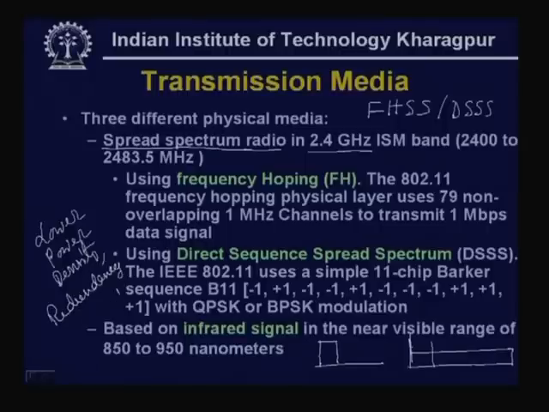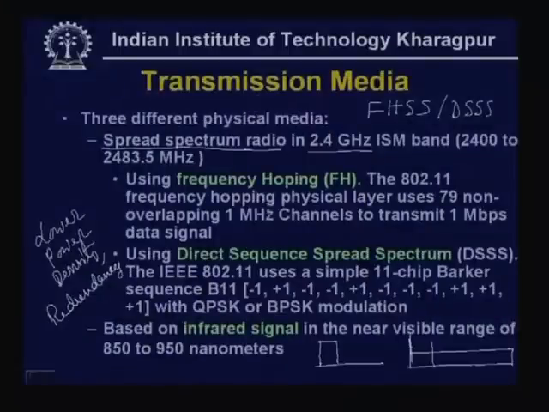These are the two important benefits of this spread spectrum technique. And in case of frequency, although these two approaches, frequency hopping and direct sequence spread spectrum, use radically different approaches. For example, in case of frequency hopping spread spectrum technique, it uses 79 non-overlapping 1 megahertz channels to transmit 1 megabit per second data signal.